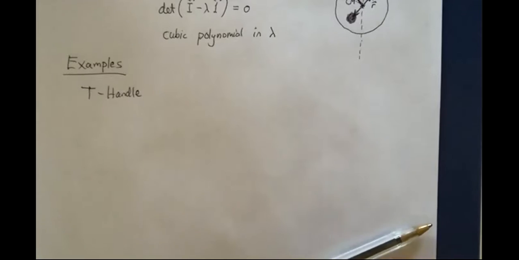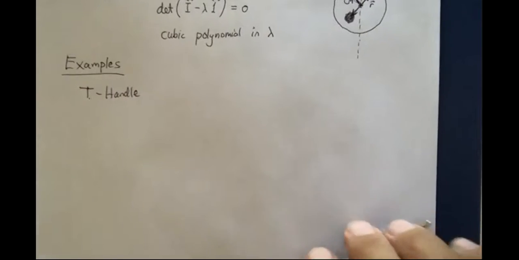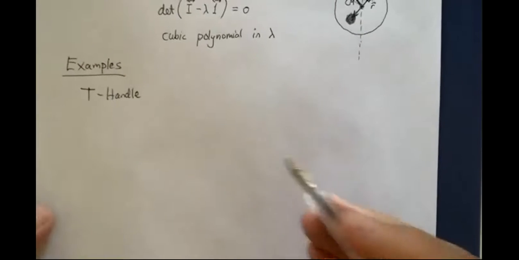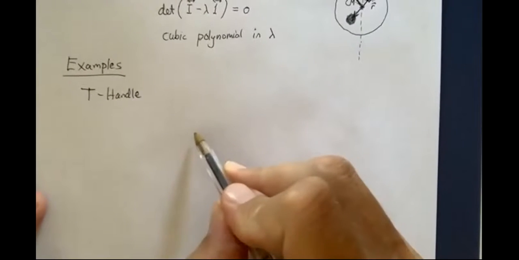And you know what happens if you're an astronaut and you lose your T-handle? It means you have to steal somebody else's when they're not watching, right? So here's the situation with a T-handle.